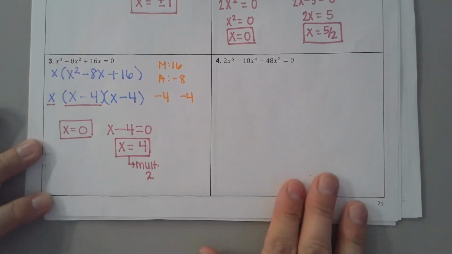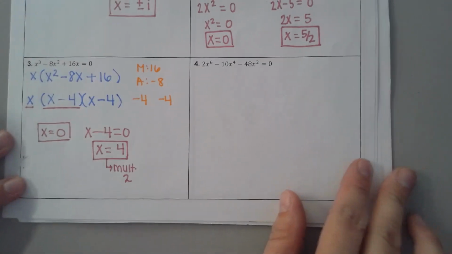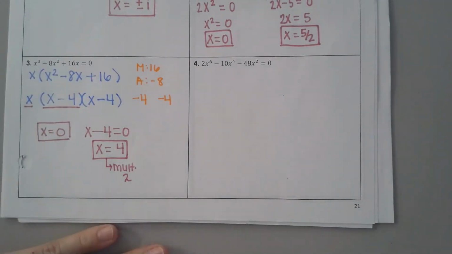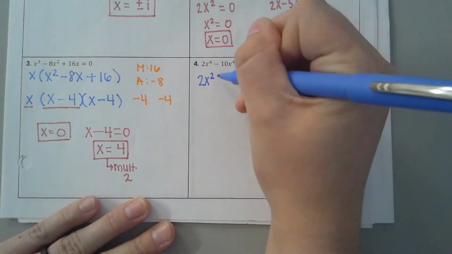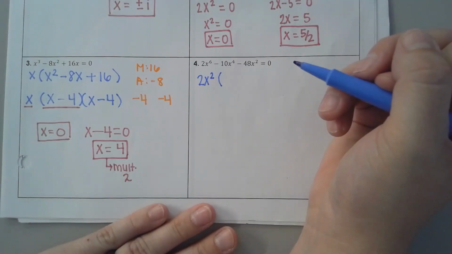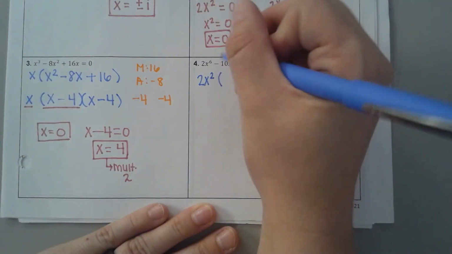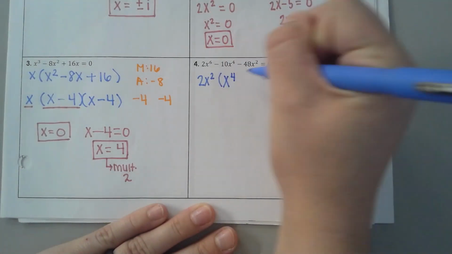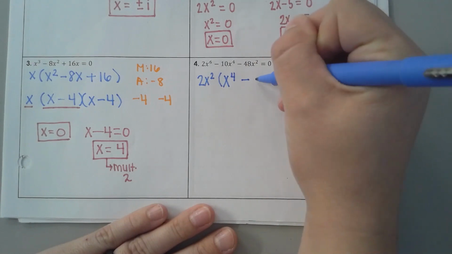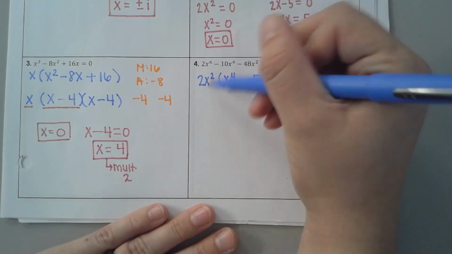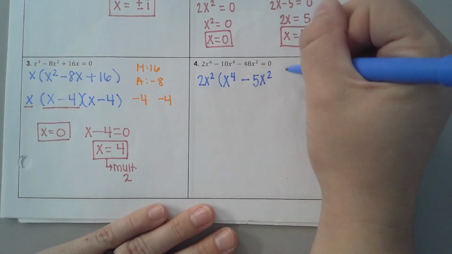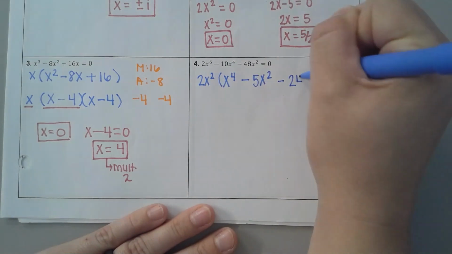Let's look at number 4. Is there a GCF? What is it? 2x to the 2nd. That leaves me with x to the 4th minus, we're dividing, so it'll be 5x squared minus 24.